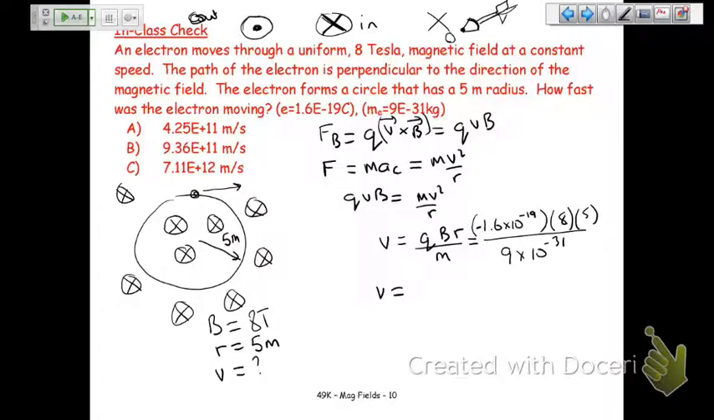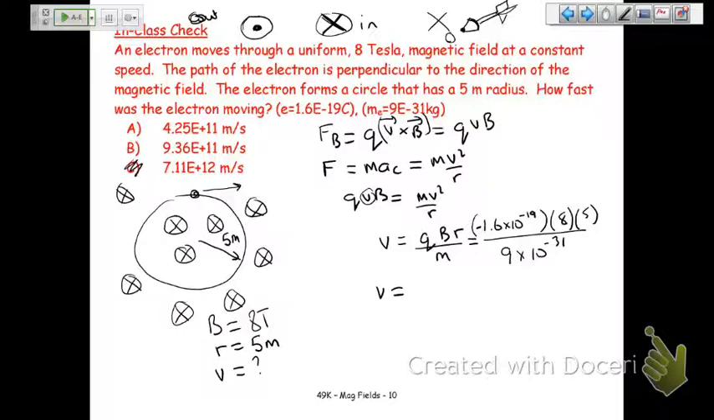Where'd that V squared, how'd that V squared become V? Because of that V there? Oh, there's V almost, got it. Yeah, got it. So what's the answer? C. Shall I check it? How confident are you?